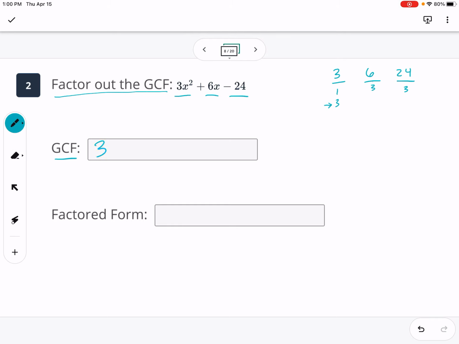Now, is it 3x? Let's take a look at the x's. So here I have 2 x's, here I have an x, and here I don't have any x's. So x is not part of the greatest common factor because this term doesn't have an x. As long as one of the terms doesn't have an x, then x is not a common factor. Now, if this had an x here, then yes, x would be a common factor. But in this case, x is not part of that last term, and therefore x is not a common factor, and the GCF is just 3.